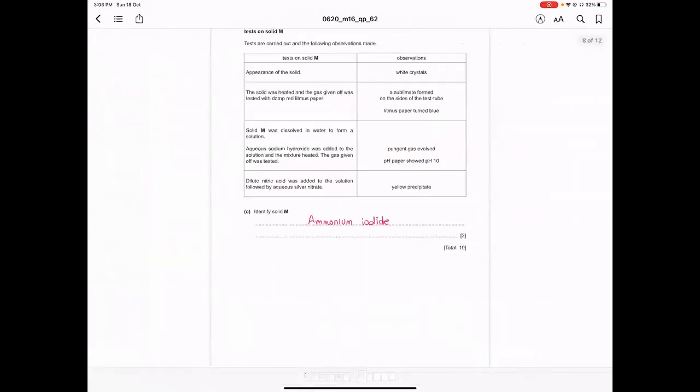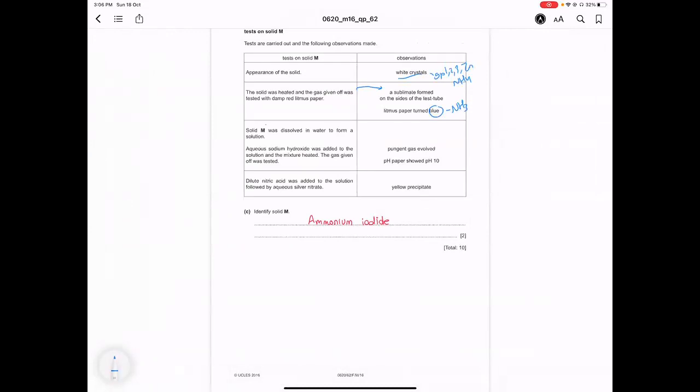Okay. Here, appearance of the solid is white crystals. You must think that something from group 1, 2, or 3 or zinc is present. Also, ammonium salts are white. Then he heated the solid and the gas given off was tested with damp red litmus paper. A sublimate formed, okay, on the sides of the test tube, and the litmus paper turns blue. When you find litmus paper turning blue from a gas, probably this gas is ammonia, okay?